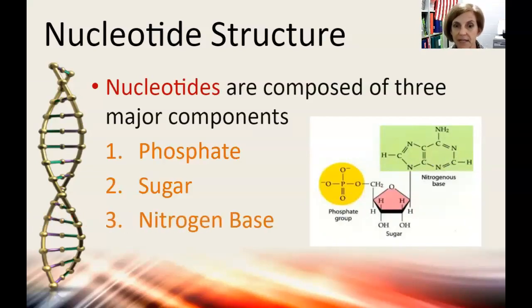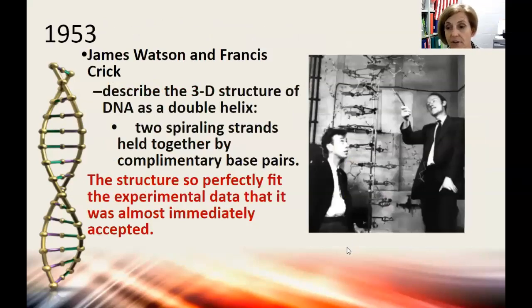You are going to be creating a model of DNA next week. So you can start thinking about what could you use for each of these components of the DNA model. What could you use for a phosphate? What could you use for the sugar? What could you use for your nitrogen base? There's 4 different nitrogen bases, so we have to have 4 different things to represent the bases.